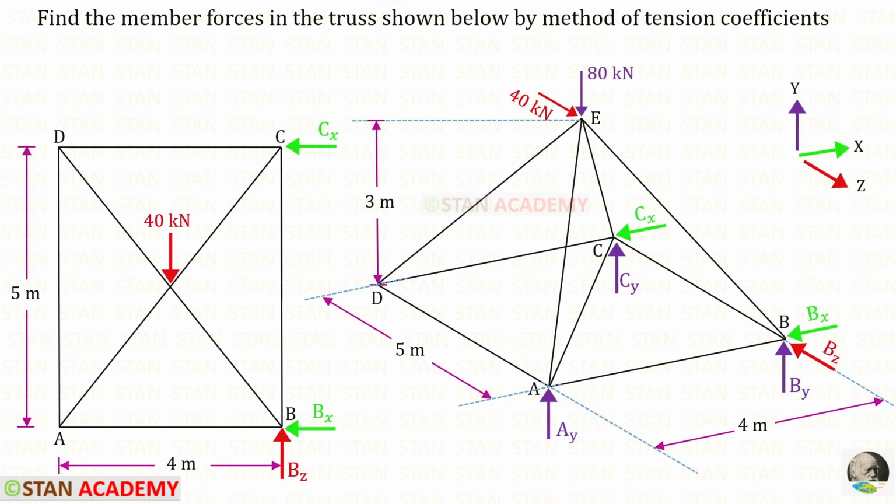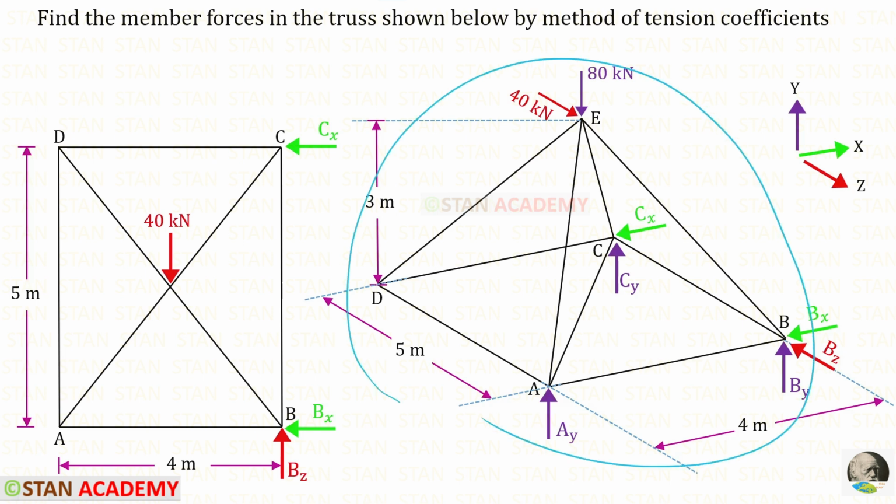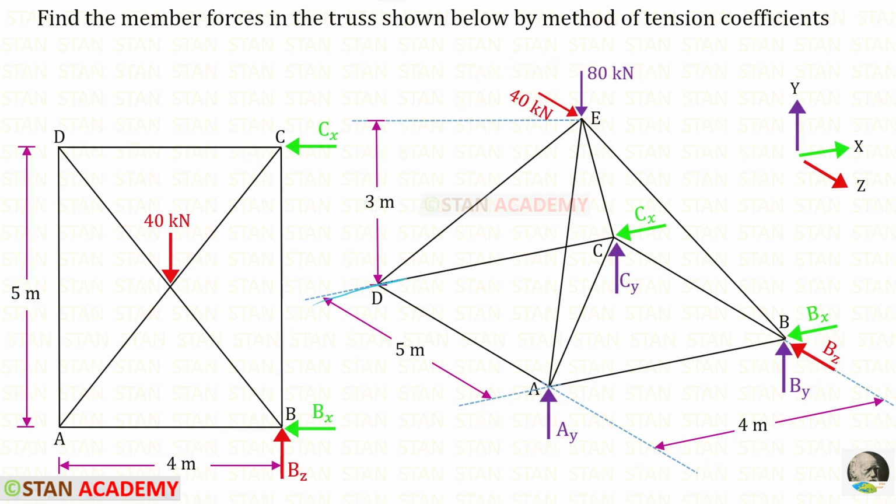Hello everyone, today we are going to analyze this 3D truss. We have to find all of the member forces in this truss. This is the 3D view of the truss and this is the top view. This is the x-axis, this is the y-axis and this is the z-axis.